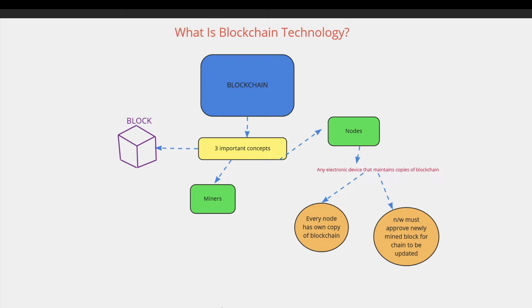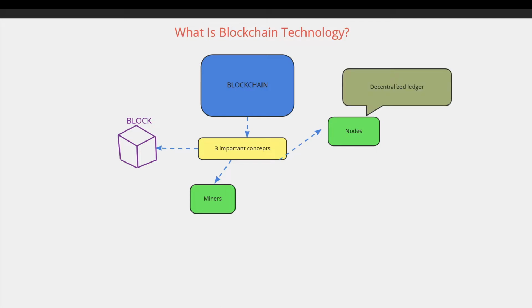And the third important component is nodes. Nodes are basically any devices, like a PC or any other electronic device, in the blockchain network that maintains the public copy. Every node has its own copy of the blockchain, and the network must approve the newly mined block for the chain to be updated. So basically, it's a public decentralized ledger.